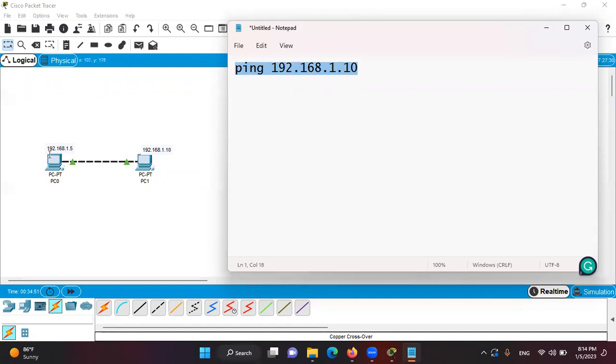So I'm going to check from this computer whether this computer can send a file or data to the second computer and receive the response.